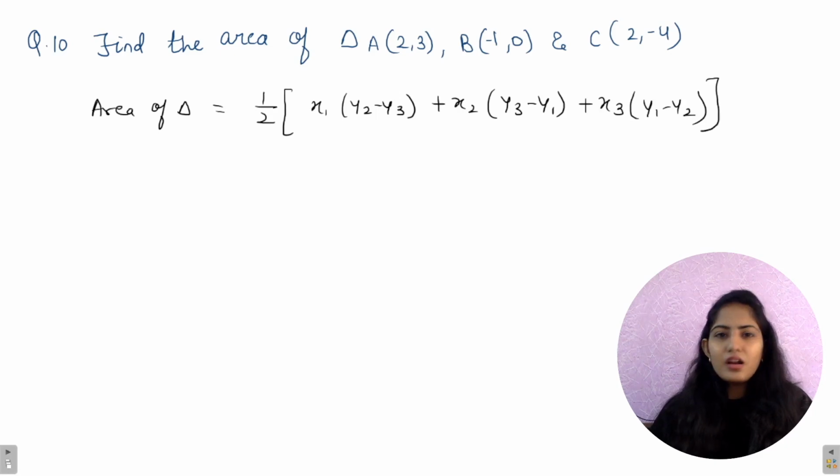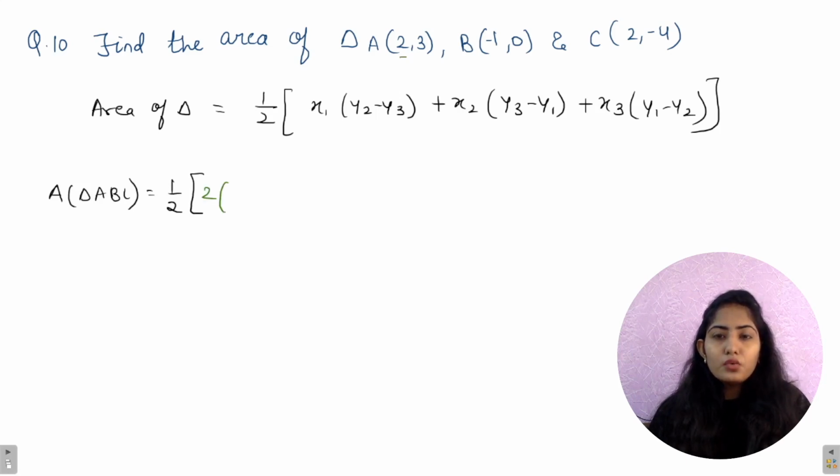This is clear. So let's put the values. Okay, so I'm writing the area of triangle ABC in this way. So half into, let's put the values. What is x1? Here it is 2. Okay, y2 is here, it is 0, minus y3, which is minus 4, that is 4. Plus x2 is minus 1, y3 is minus 4, y1 is 3.